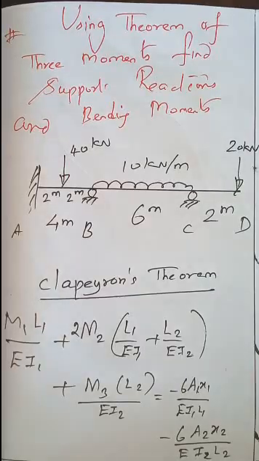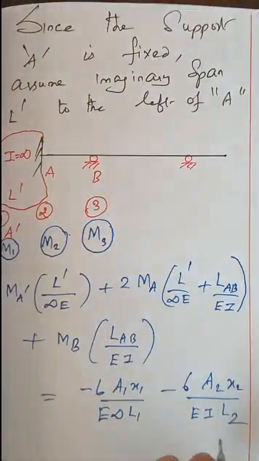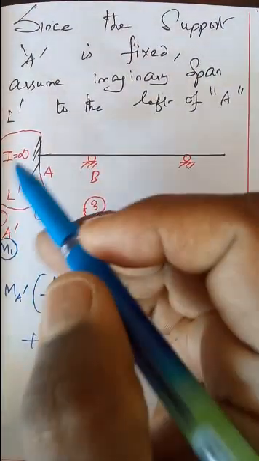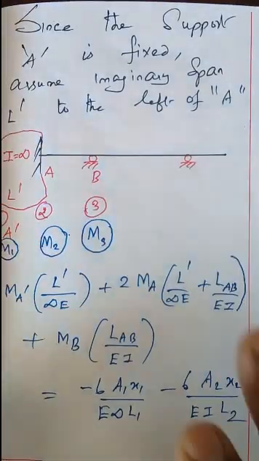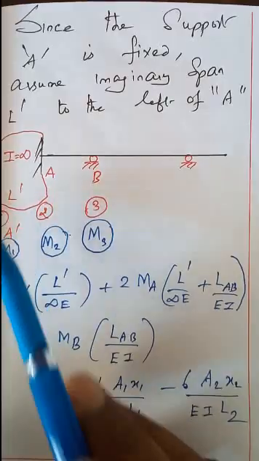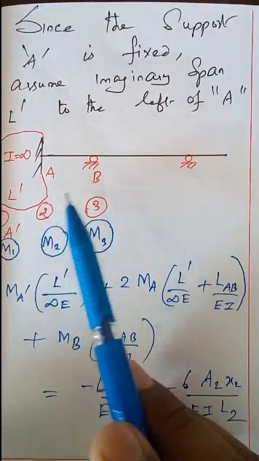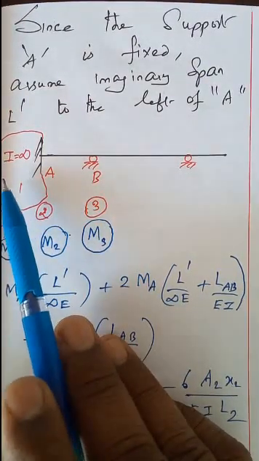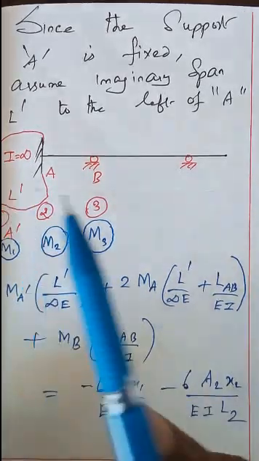So we can add an imaginary span. You can see that an imaginary span is added here. This imaginary span has a length of L dash, and it has a moment of inertia of infinity.